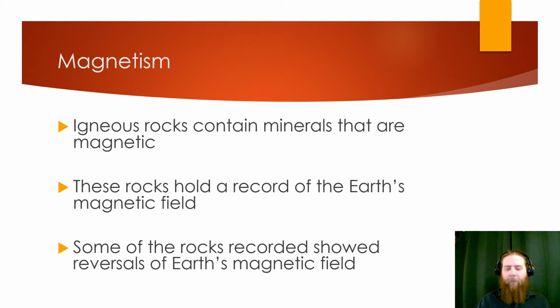Another piece of evidence was magnetism. Igneous rocks contain minerals that are magnetic. This is largely due to the fact that a lot of magma has iron inside of it. These rocks hold a record of the Earth's magnetic field. As the Earth's magnetic field reversed, we could see in these rocks this difference of reversal. So in one layer of rock, maybe the North Pole was where it is today, pointing traditionally up when we draw it, and in another layer of rock, the North Pole was now pointing downward, as if the South Pole had been the North Pole for that period of time. And this showed us that the poles are not stable. They shift occasionally.